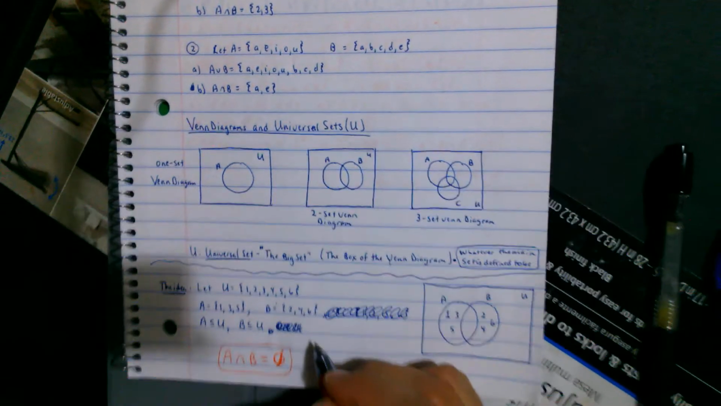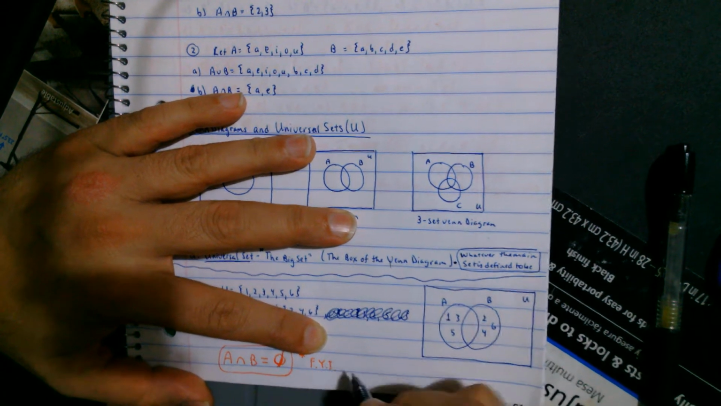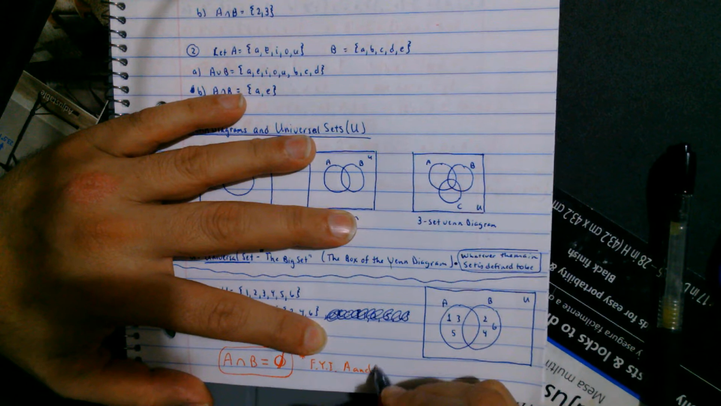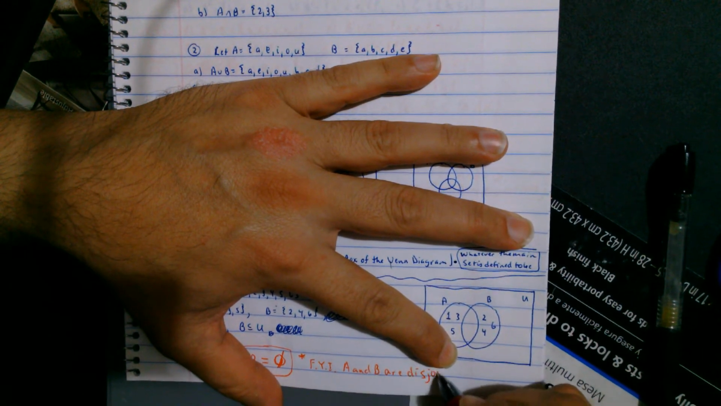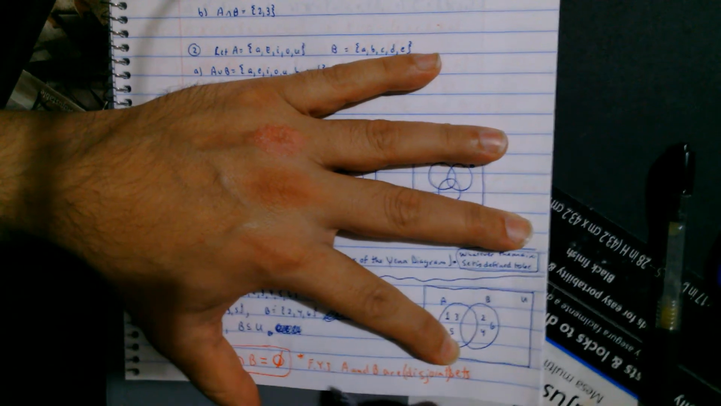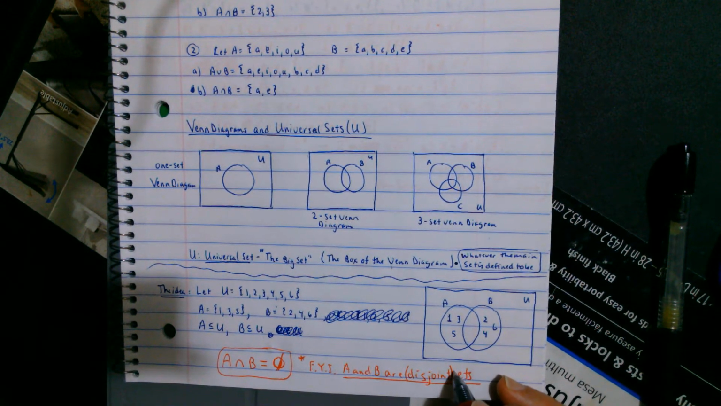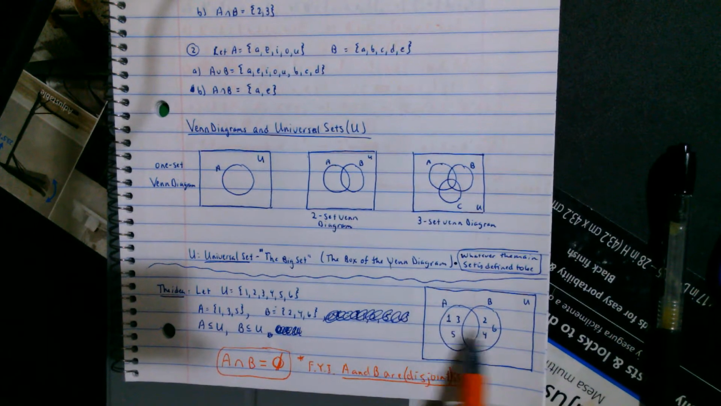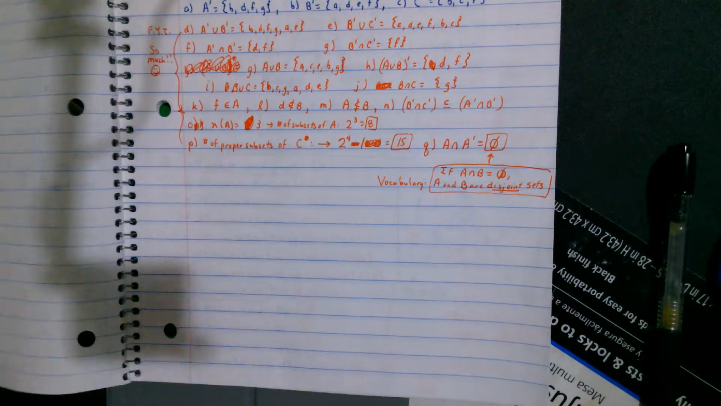So here, just for your knowledge, I'll add this in there. A and B are called disjoint sets. They are disjoint. They're separate from each other. They don't really have anything overlapping. That's the idea of disjoint. Okay, this is a lot of vocabulary. You can go back and refer to the video, practice the notes, the homework, the quizzes.